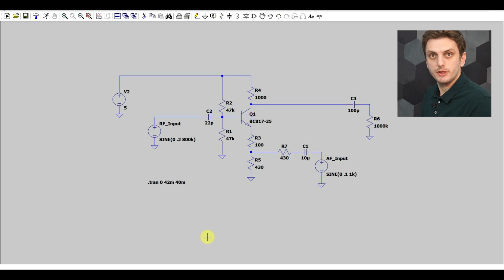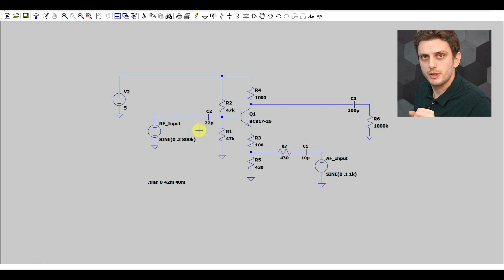Now, for the modulator part, the schematic looks like a typical transistor amplifier, but it has two signal inputs. On the one side we have the radio frequency signal coming into the base of the transistor, and on the other side we have the audio frequency signal coming into the emitter. Or in other words, for the audio frequency signal, the transistor is working in a common base application, whereas for the radio frequency signal, it's working like a common emitter application.